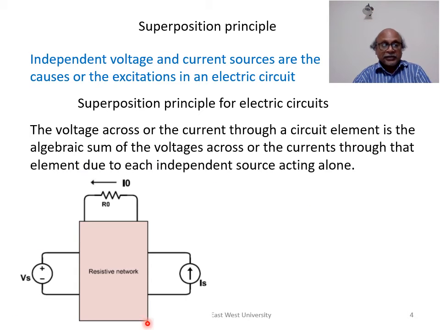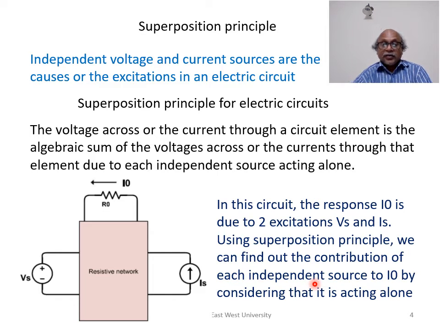Let us look at this circuit. We have a resistive network here and I have highlighted the resistance R0 whose current I0 is my desired effect. There are two independent sources in this circuit. Vs, the independent voltage source, and Is, the independent current source. This I0 contains contribution from both causes Vs and Is.